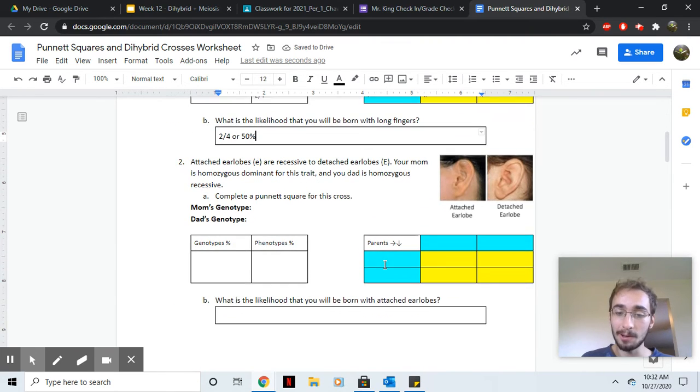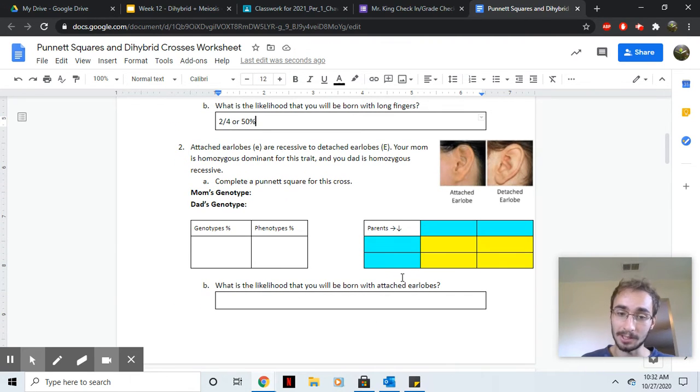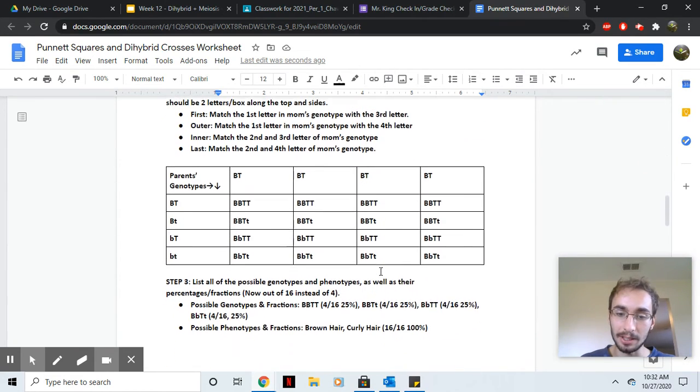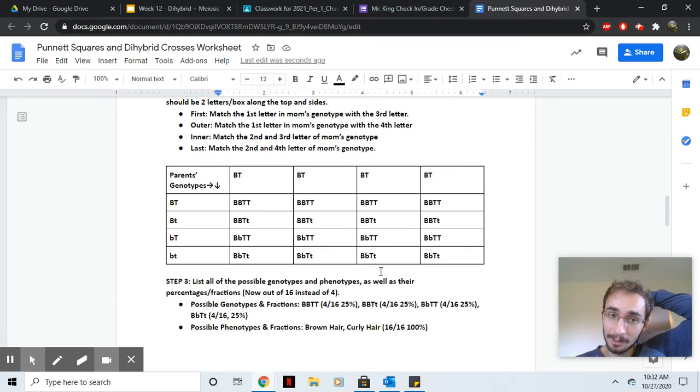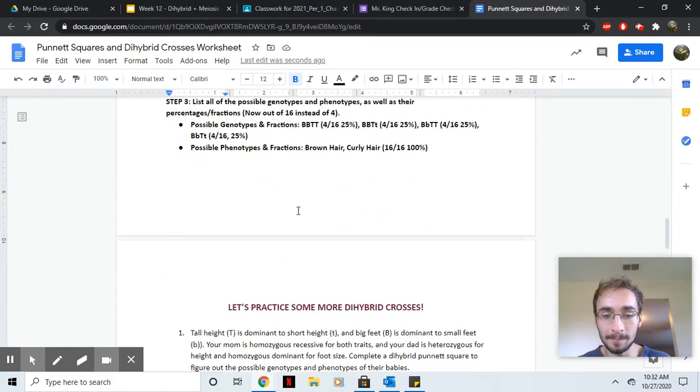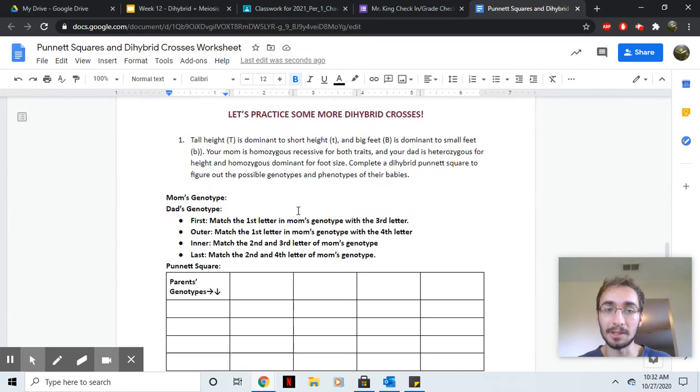Please do the second one by yourself now. Once you're all done with those, here are the instructions for this dihybrid square. Like I said, it's a punnett square on steroids. You're keeping track of 2 genes now, not just 1. We'll do the first problem together. Tall is dominant to short.